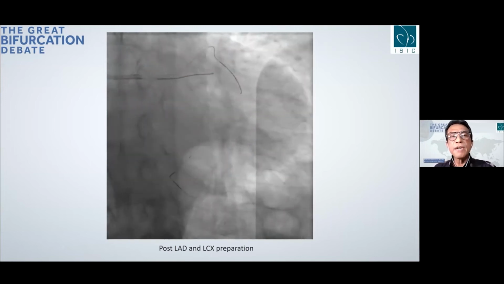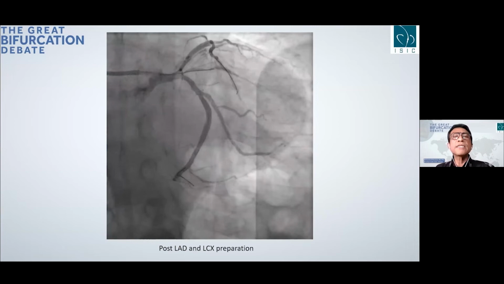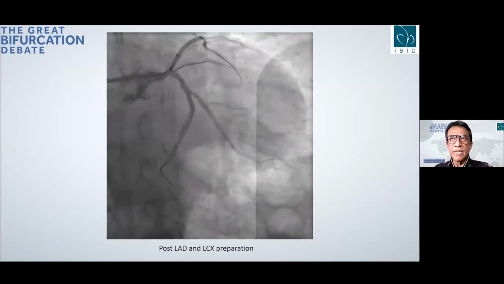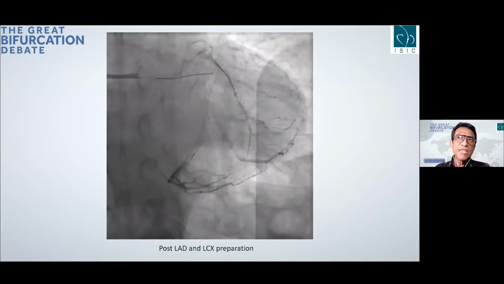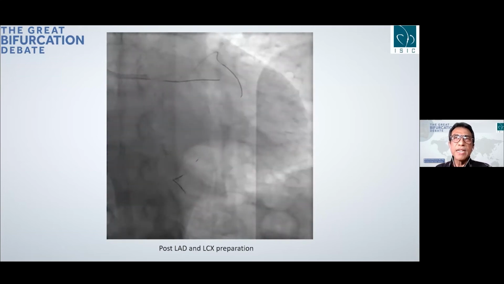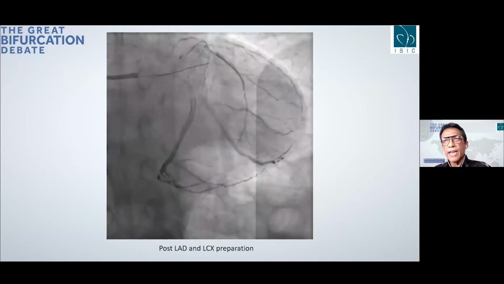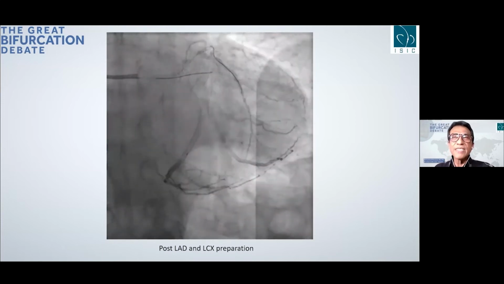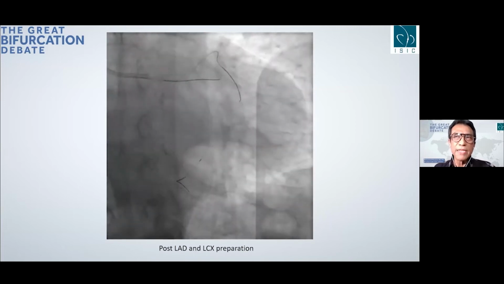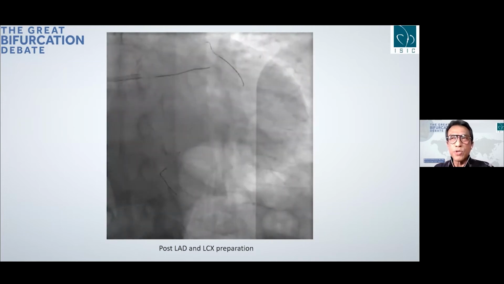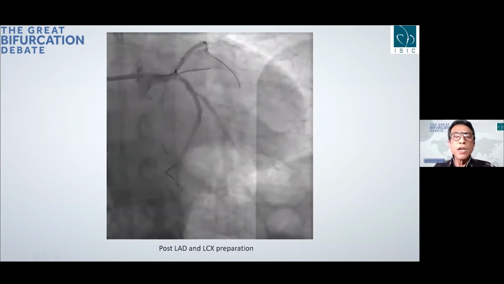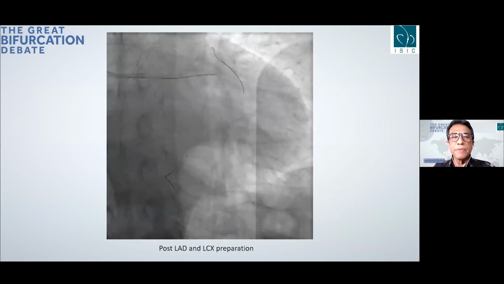This is after preparation. You still see that the diagonal is still open. From the beginning, I don't want to touch the ramus because, even though this is a trifurcation, what we want to do is as simple as possible. If I can, of course, a one stent strategy is much better. But in this case, I don't believe that a one stent strategy is better than a two stent strategy, but I don't want to put in a 3 stent strategy. So this is after preparation of the 2 big arteries.